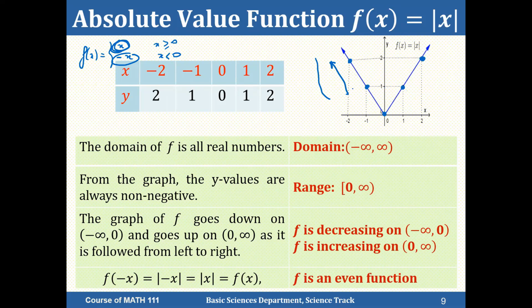It's a V. So here the domain is R. The range is 0 to infinity closed. It's decreasing on minus infinity to 0, and it is increasing from 0 to infinity. And here we have a symmetry on the y-axis. So absolute value is an even function. Then x squared and absolute value of x are even. The x cubed or cube root of x are odd.